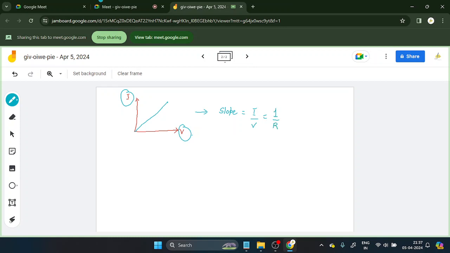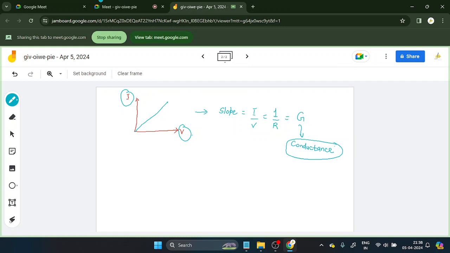And this 1 upon R is nothing but the inverse of the resistance, which is actually equal to conductance, denoted by capital G. This capital G is called the conductance, the reciprocal of resistance. The opposite of resistance is conductance. Clear what I'm trying to do here? So this is the IV graph.